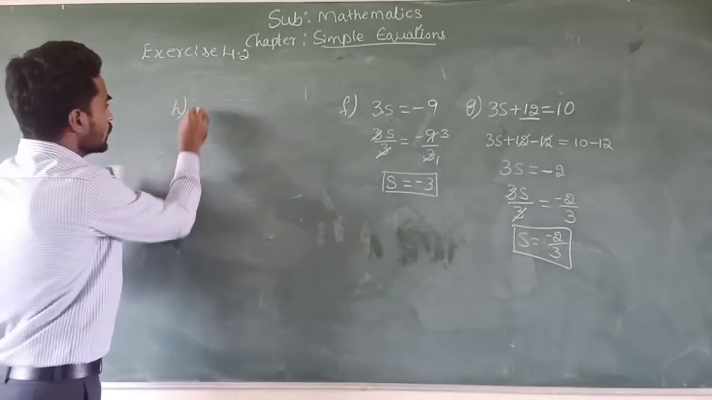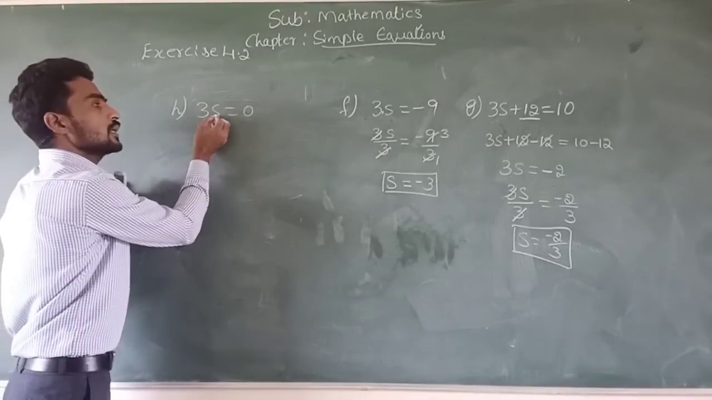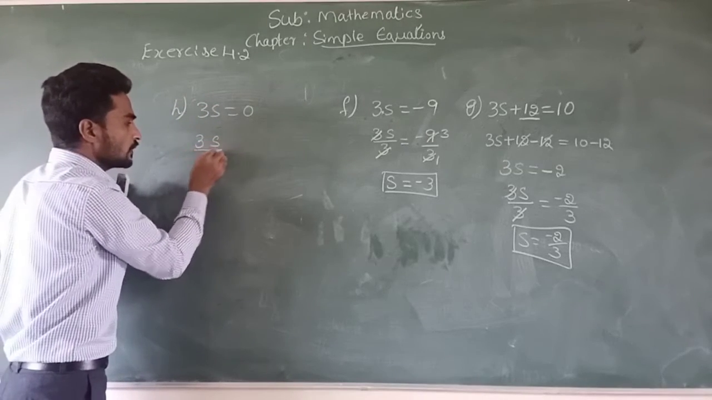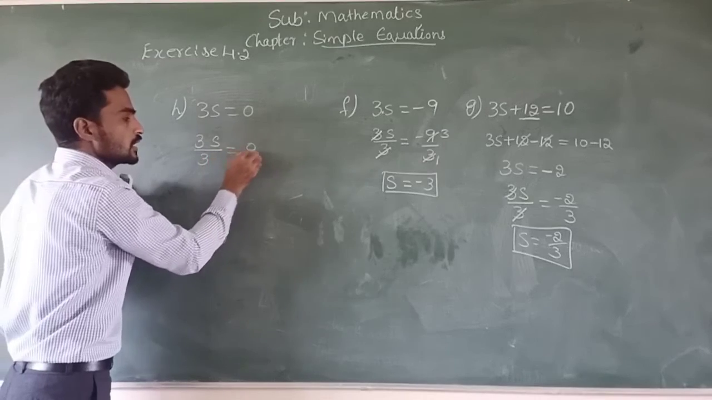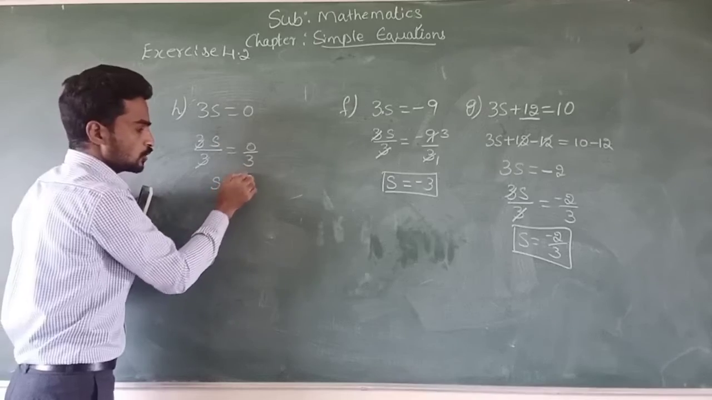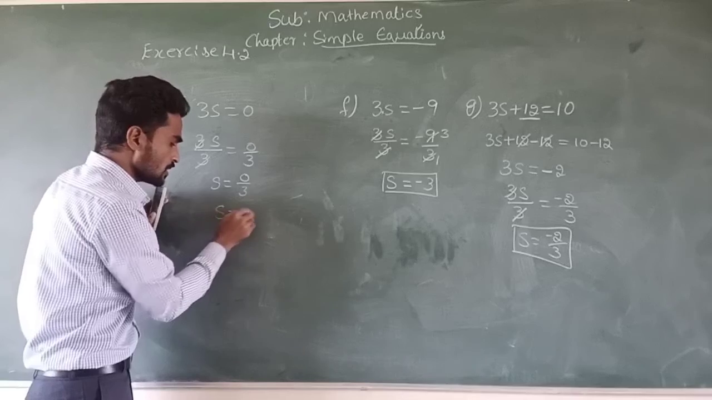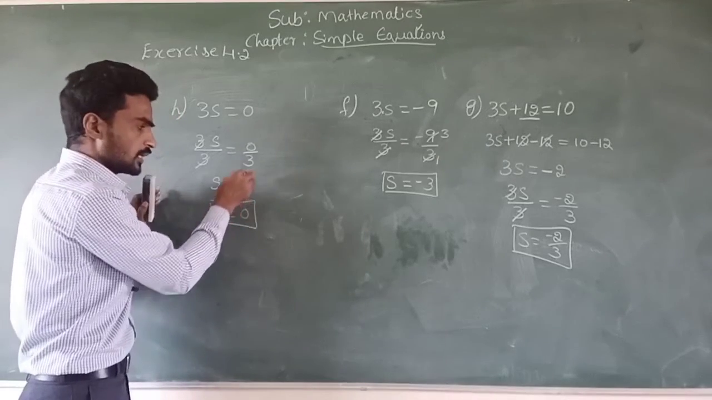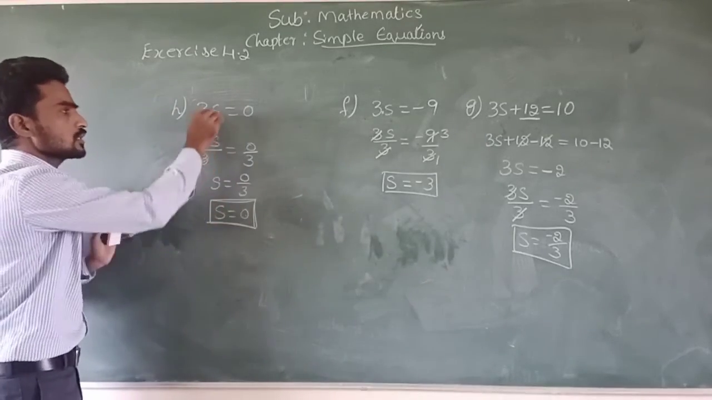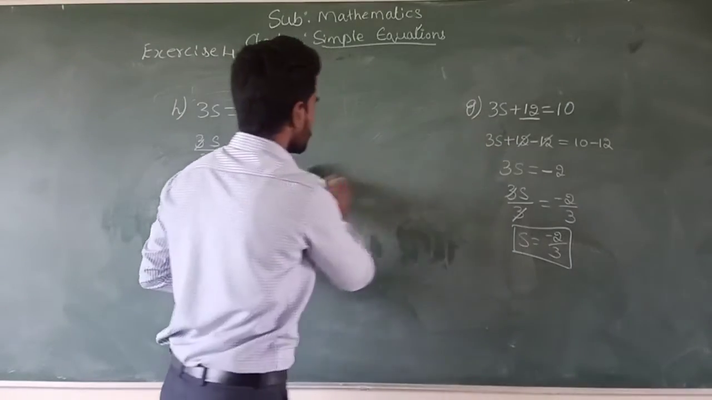That is 3s is equal to 0. Here the variable is s, that is multiplied by 3. For cancelling this 3, we can divide both sides by 3. We get 3 cancelled. The remaining term is s is equal to 0 by 3. 0 divided by anything gives 0. If the numerator is 0, then we get 0. s is equal to 0 is the solution of the given equation: 3s is equal to 0.